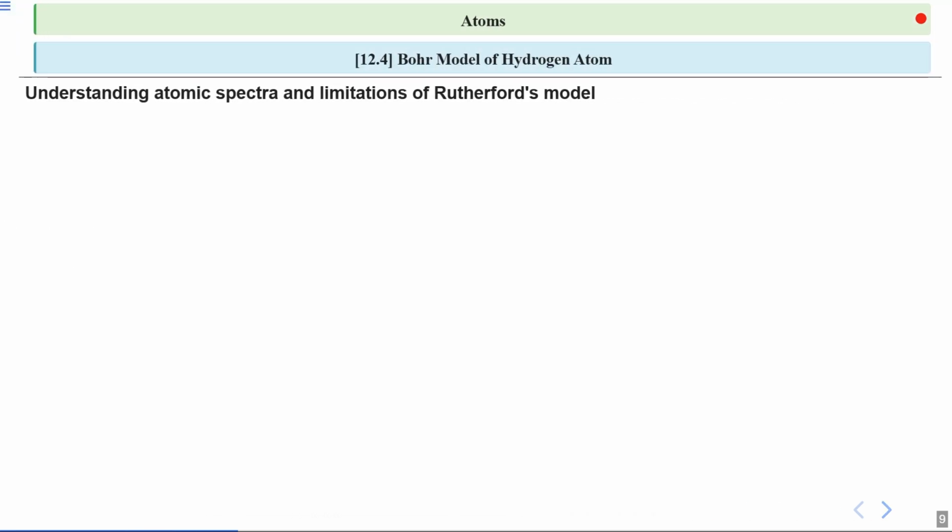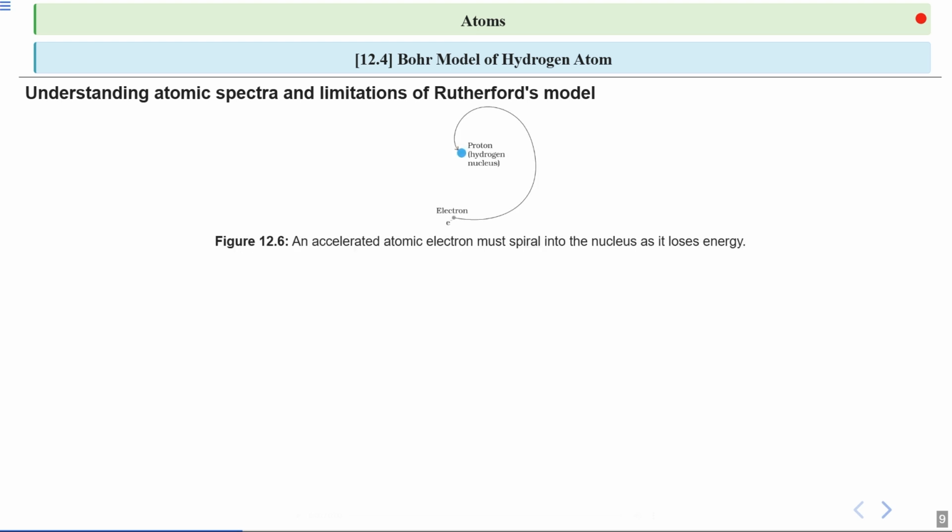Now we are going to look at atomic spectra and why Rutherford's model of the atom had some important limitations. We will see how classical physics tried to explain atomic structure and why it didn't quite work. So take a look at this diagram. It shows an electron spiraling around the nucleus as it loses energy.